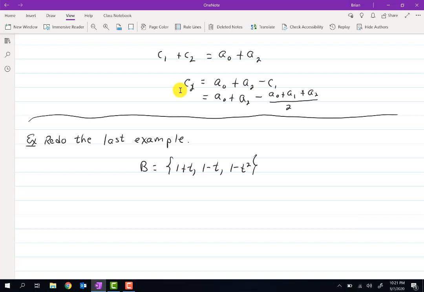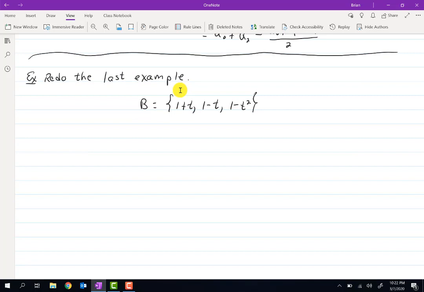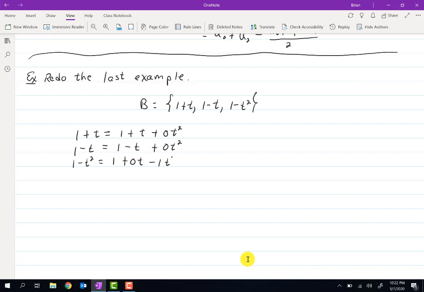Well, what we can do is this. I want you to think about this. 1 plus t is the same as 1 plus t plus 0t squared. So what I'm doing is writing it so I have all three components. Similarly, 1 minus t equals 1 minus t plus 0t squared. And then 1 minus t squared will equal 1 plus 0t minus 1t squared.